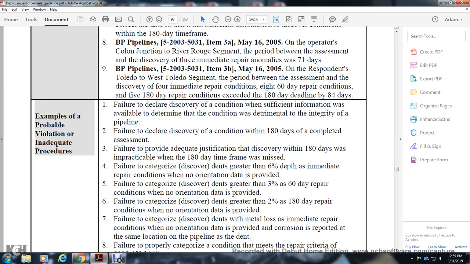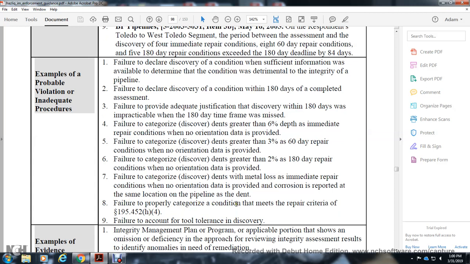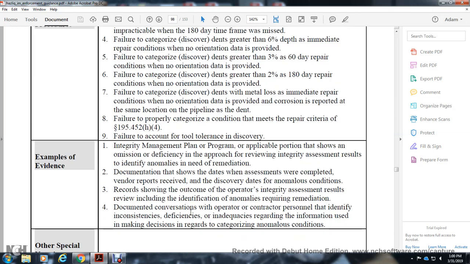Discover the dents requiring immediate repair condition with no orientation data. Failure to categorize dents greater than 3% as a 60-day repair condition when no orientation data is provided. Failure to categorize dents greater than 2% as a 180-day repair condition when no orientation data is provided. Failure to categorize dents of the left as an immediate repair condition when no orientation data is provided, with the corrosion report at the same location and pipeline data. Failure to properly categorize the condition needing repair under the criteria of 195.452(h)(4), and failure to account for the total tolerance for discovery.